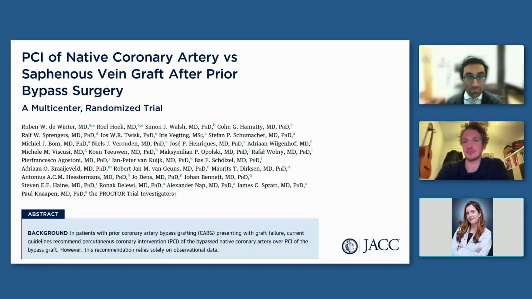Thank you, Vivek, for the introduction, and I'm really excited to be talking about this trial and to have Dr. Hoek here, because this trial, as we'll talk more about, is really, I think, guideline and practice changing. And it was a trial that really informed how we're going to treat these patients. So I'm really excited to be talking about this. So as Vivek said, the title of this randomized control trial was PCI of native coronary artery versus saphenous vein graft after prior bypass surgery.